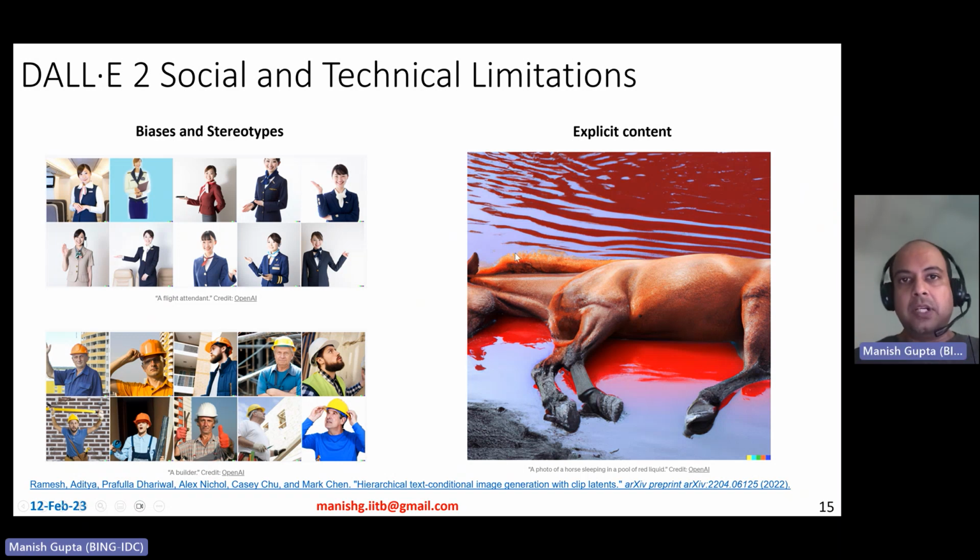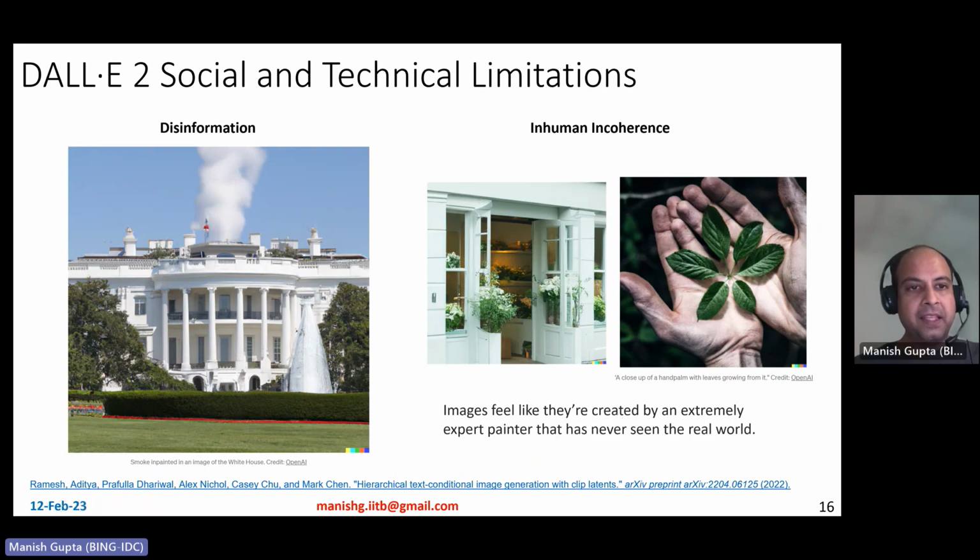Although DALL-E 2 has been controlled significantly so as to not generate explicit or offensive content, it can generate image synonyms which are explicit in nature. For example, for a photo of a horse sleeping in a pool of red liquid, in some ways it can generate this kind of photos which are quite explicit and offensive in nature. It can also generate things which may look like disinformation. For example, smoke inpainted in an image of the White House leads to this image, which can lead to a whole bunch of rumors.